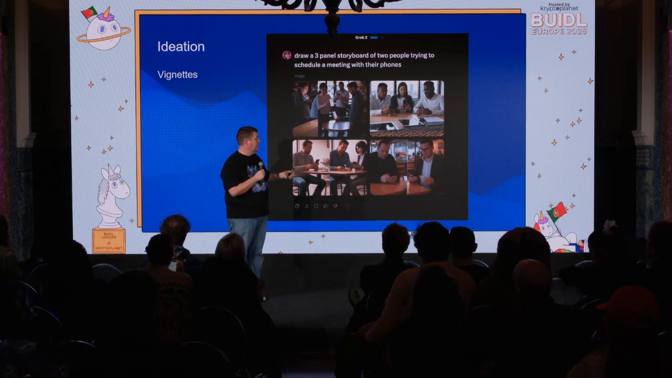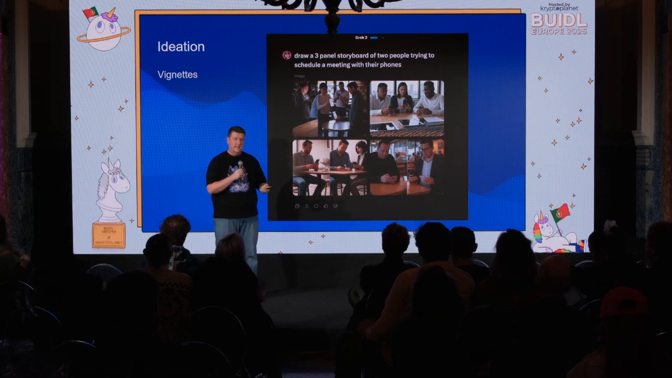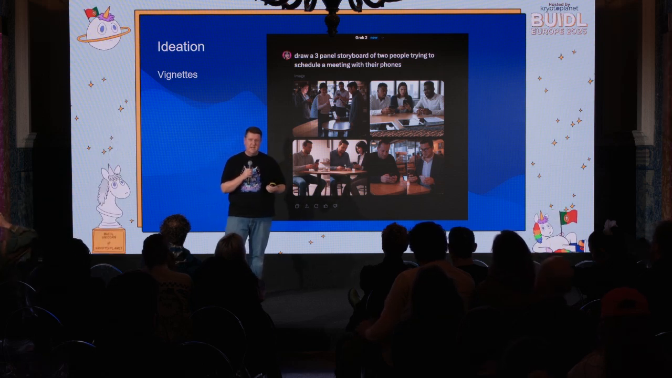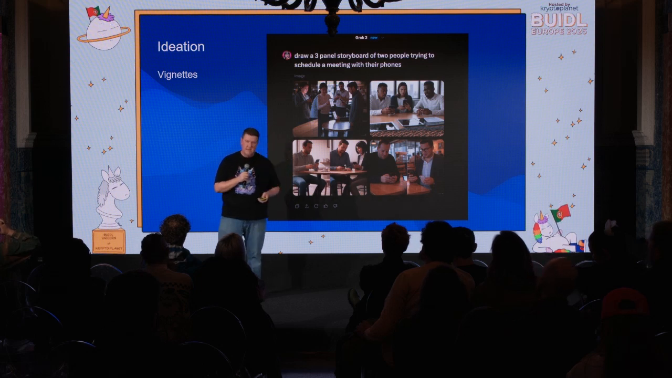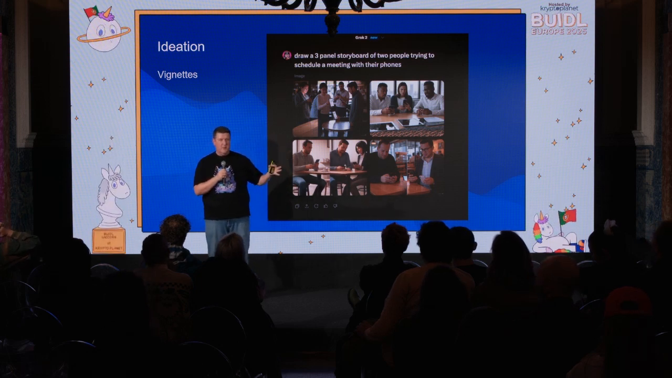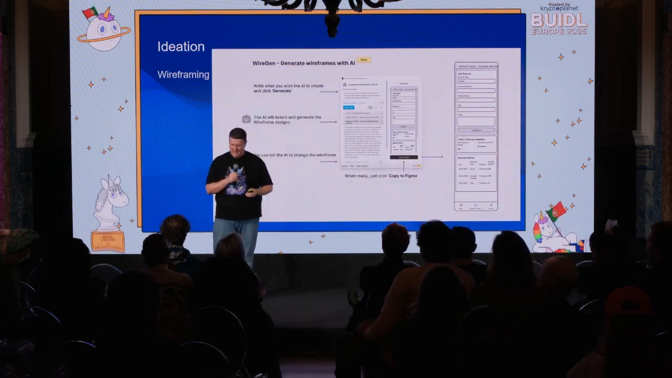I don't think that vignettes are going to be a thing that generative systems are going to make for a while, unless you get really, really descriptive about the actual individual panels. So this is, I think, a point of development for AI. So we're not there yet.